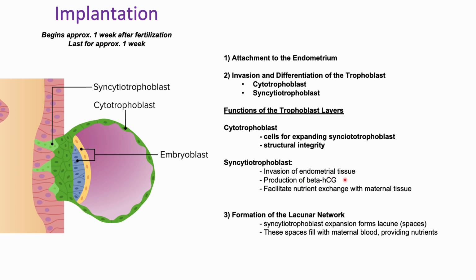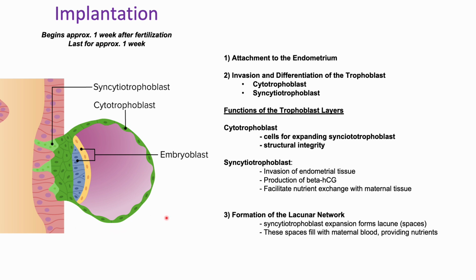The last thing that's important to know about the syncytiotrophoblast in terms of function is that it's also necessary to facilitate nutrient and gas exchange between maternal and embryonic blood supplies. Because remember, the end goal is to develop into the placenta, which is going to allow for that interface to occur. Now, as the syncytiotrophoblast continues to invade, eventually you're going to have spaces that start to form.